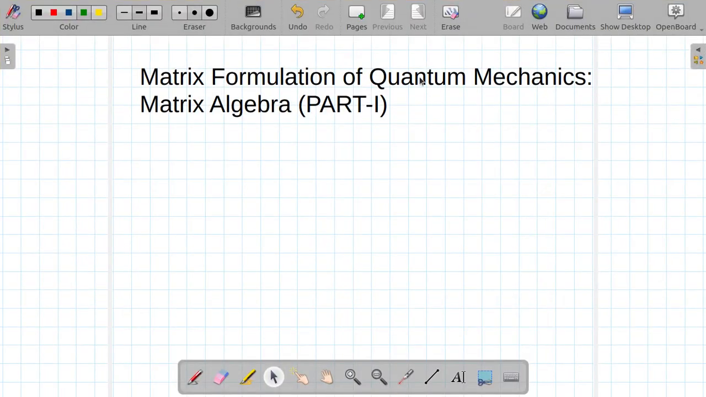Welcome to this lecture. In this lecture, I am going to talk about the matrix formulation of quantum mechanics. So, before starting the matrix formulation of quantum mechanics as suggested by Heisenberg and others like Dirac, we will first of all talk about a brief review of matrix algebra. So, first of all, let us define a matrix.